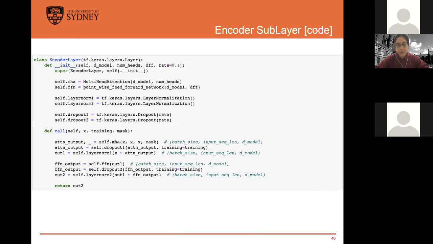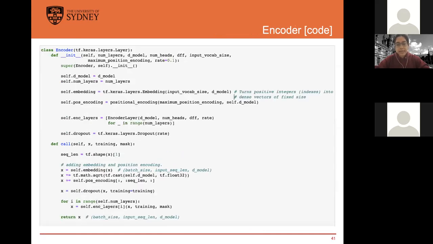And this is the code where you have all the encoder sublayers added, like the multi-headed attention, point-wise feed-forward network, and layer normalization, and how these are used in the model. Again, this is a reference to the code where you add all the required functions for the encoder: embedding, positional encoding, encoder layers, followed by a dropout layer.